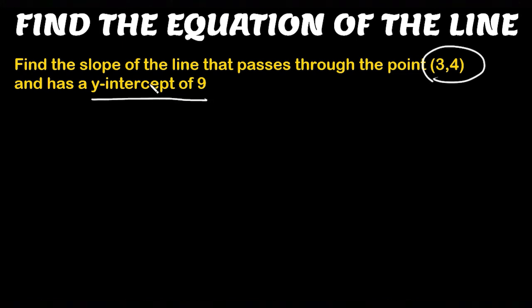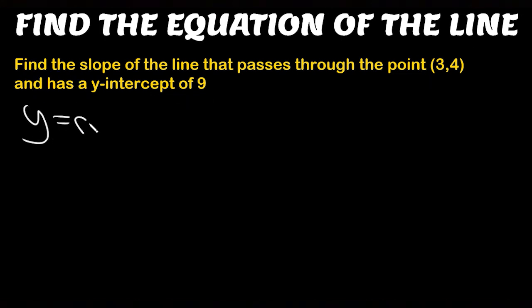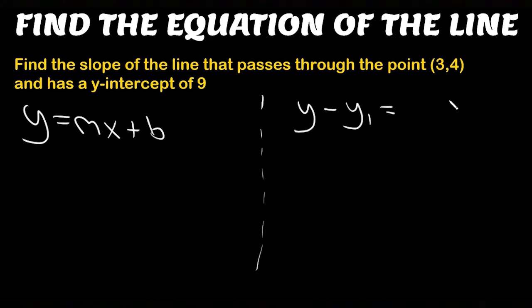They're not actually giving you the slope because that's what they want you to find. So let's go ahead and plug this in and figure out how we're going to get the slope of the line. So what you want to do is write out slope-intercept form, which is y equals mx plus b, right? And we're going to do the same thing over here. We're going to write out point slope form, which is y minus y1 equals m(x minus x1). All right, nothing is changing so far.